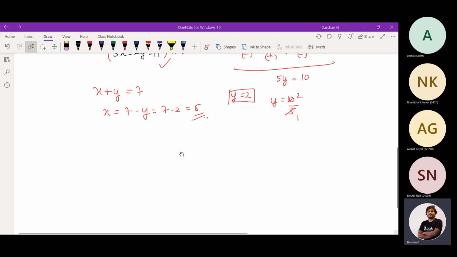Very simple observation: you get the same answer from substitution and elimination. Anybody with the cross multiplication? Yes, sir. So can you tell me the formula? That's the trickiest part, right? In cross multiplication, nothing is trickier than the formula.